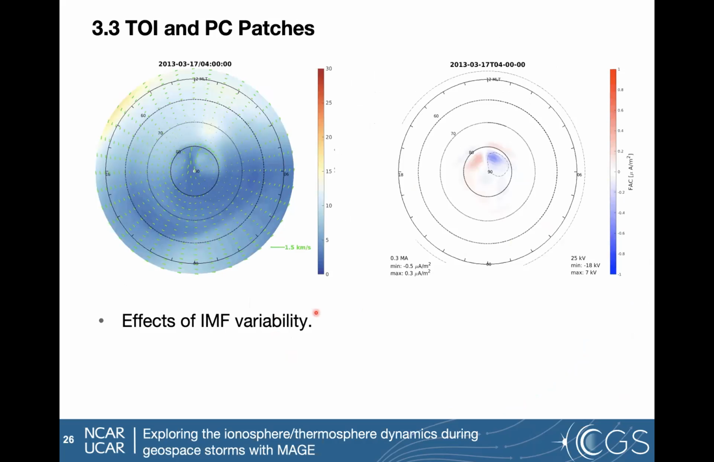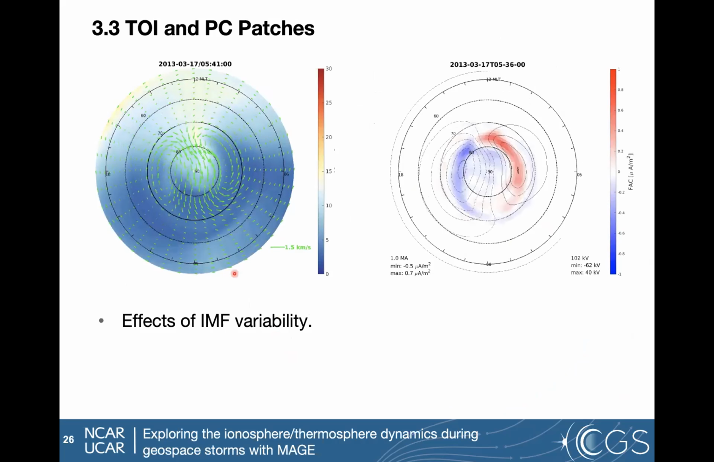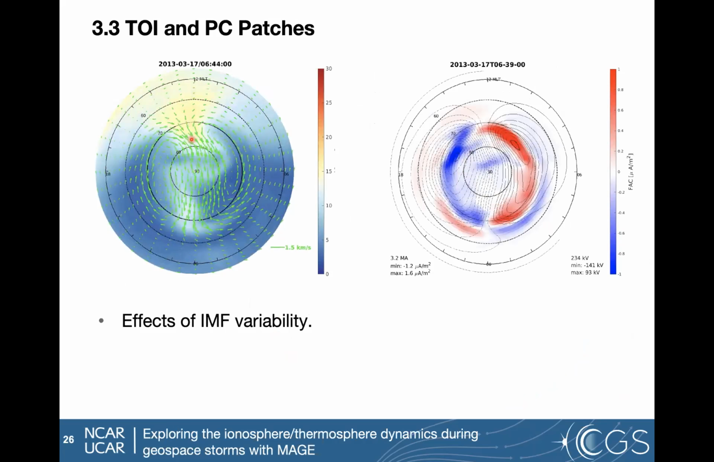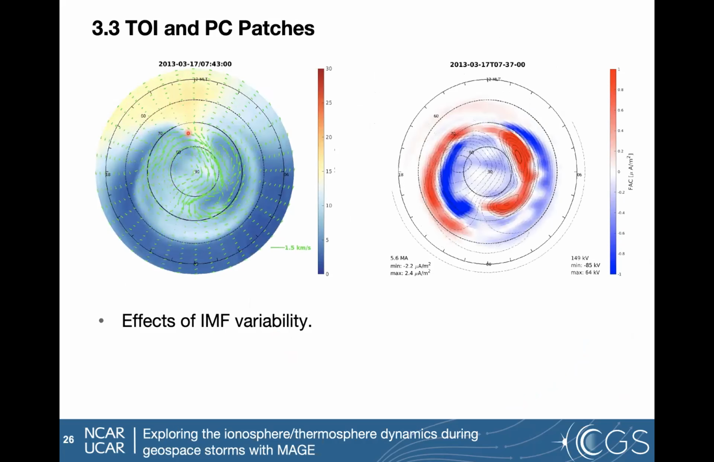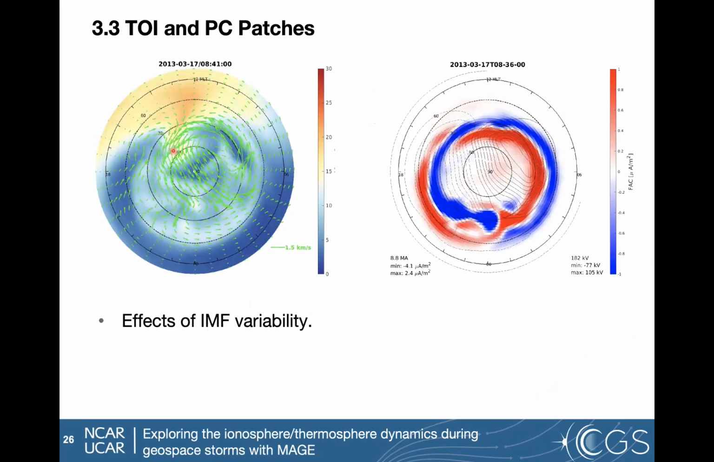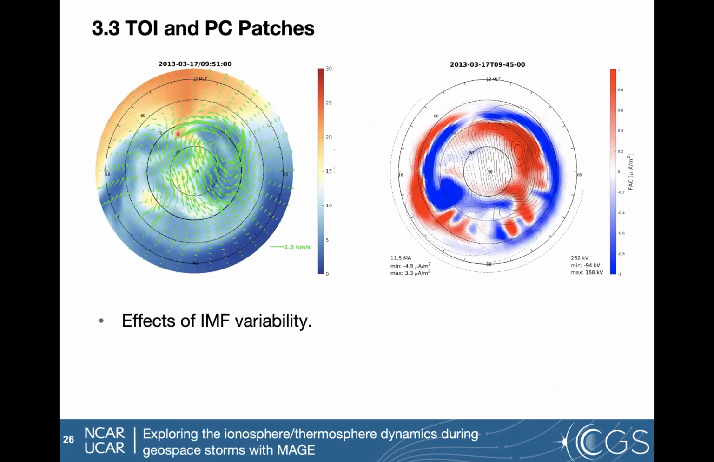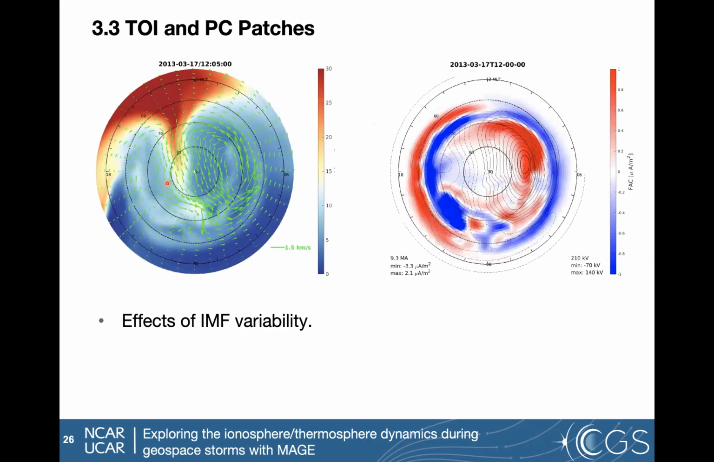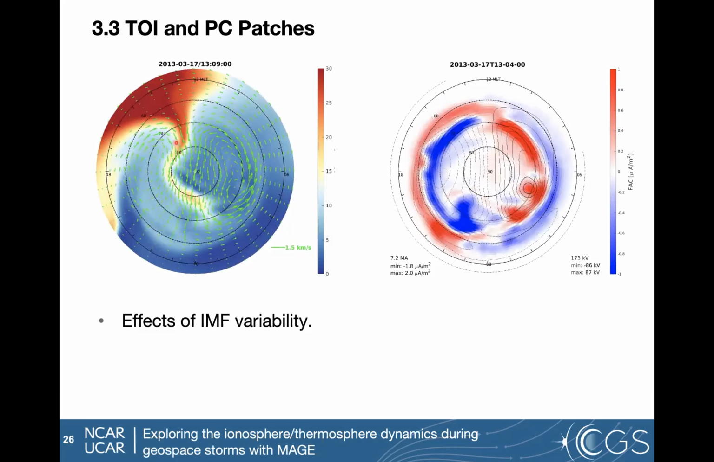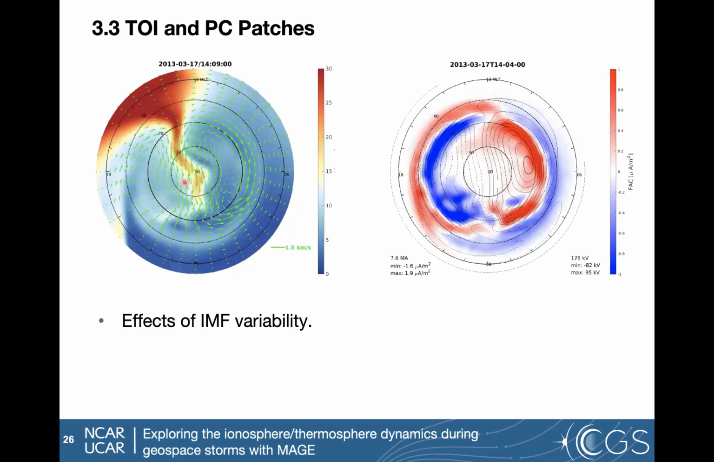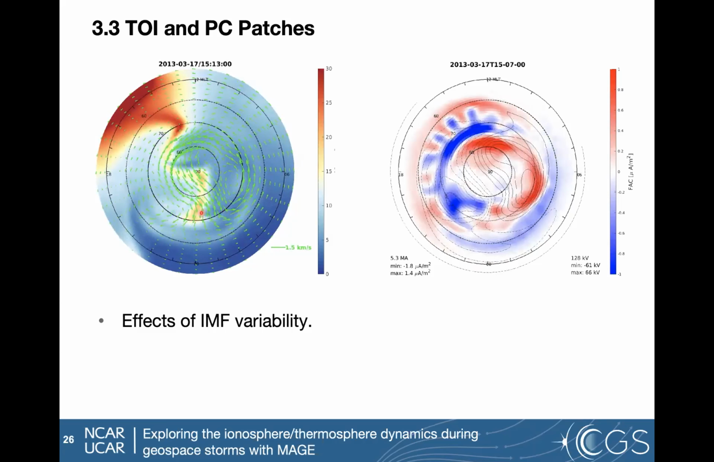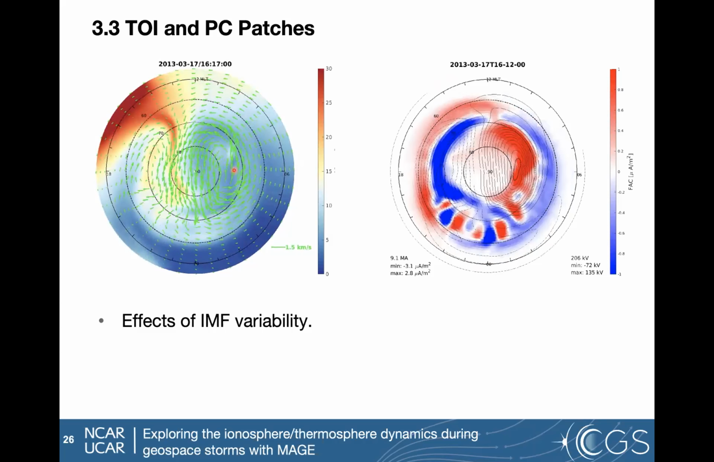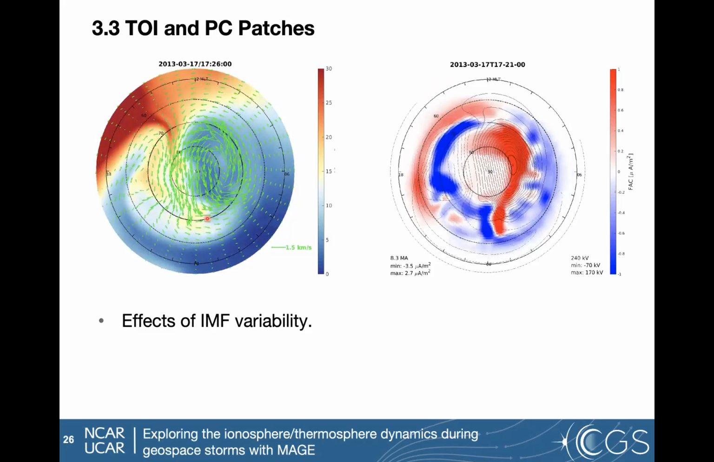Again, this is to show how the TOI and the polar cap patches are formed in our simulation. Here you can see as convection is enhanced, more plasma from the mid-latitude gets entrained into the polar cap. You also see the IMF variation resulting in a very large disturbance in the convection pattern, which makes the TOI undulate and finally break into small patches, and those patches can drift around as the tongue gets to the night side.